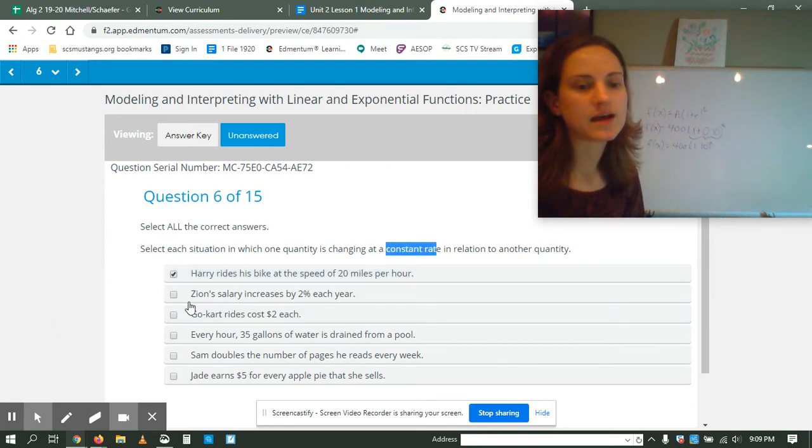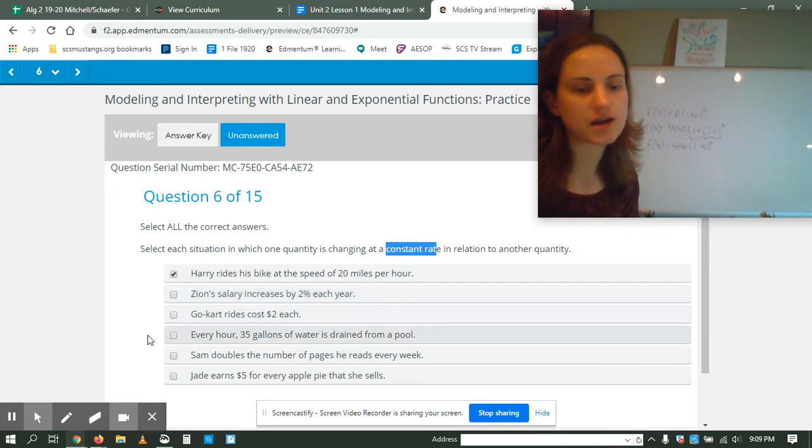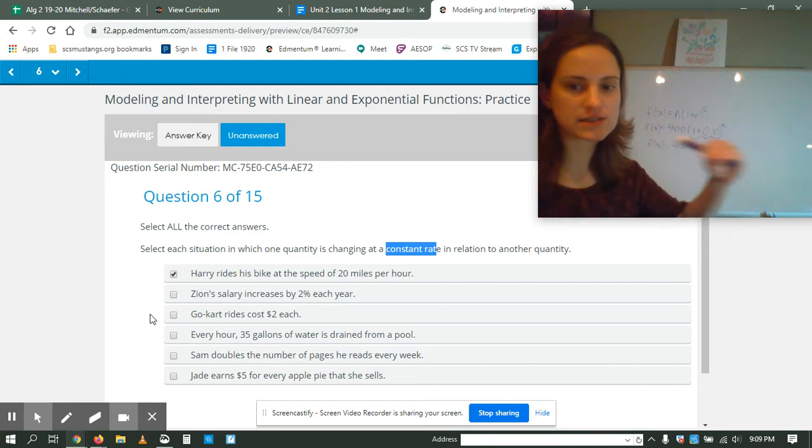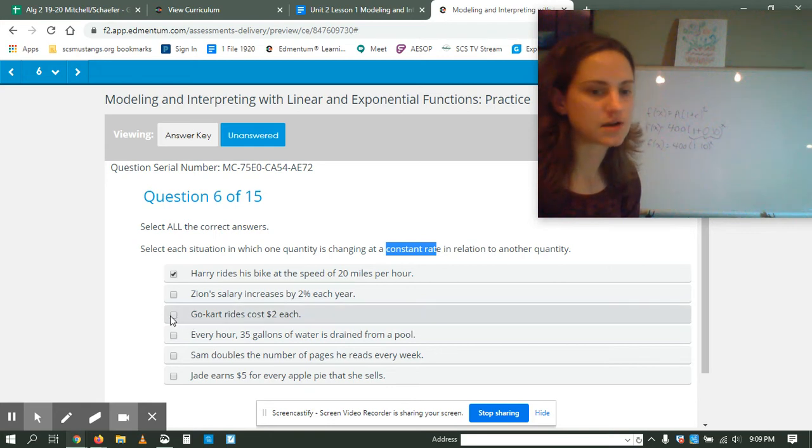Zion's salary increases 2%. There's that 2%. While it is a constant rate, the amount that it gains every year is going to change and get bigger and bigger. And that's not what we want. We want just the same amount that it would get bigger. So it would need to say salary increases by $200 a year, something that is the same no matter what year it is. Looking at the next one, go-kart rides cost $2 each. That is constant, not changing.